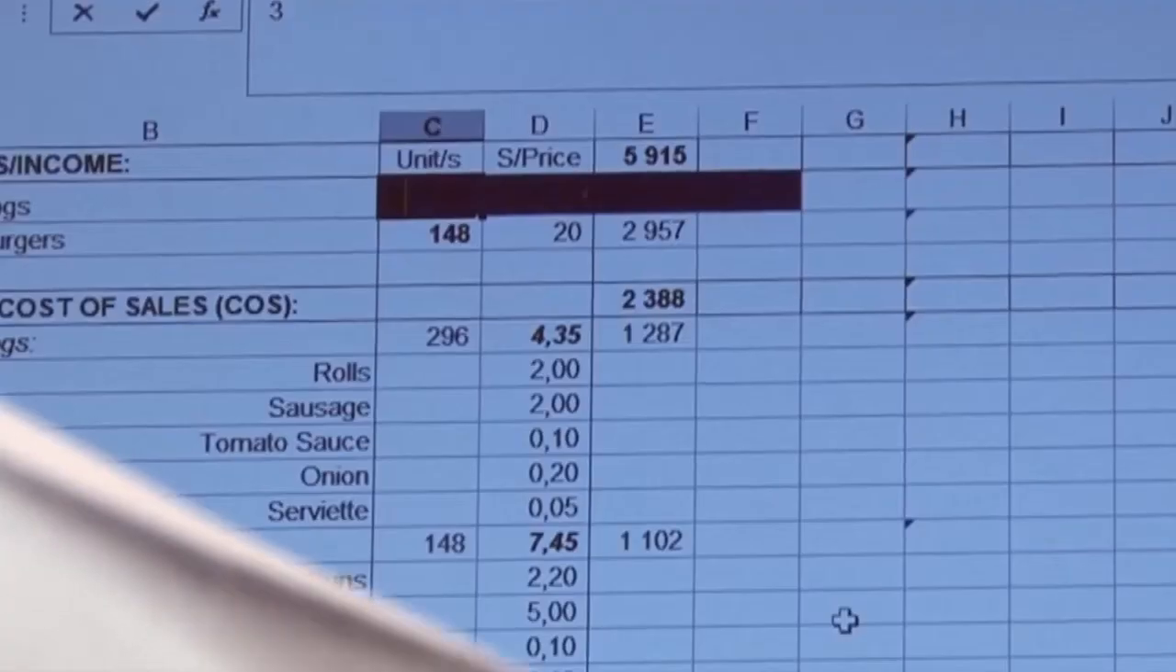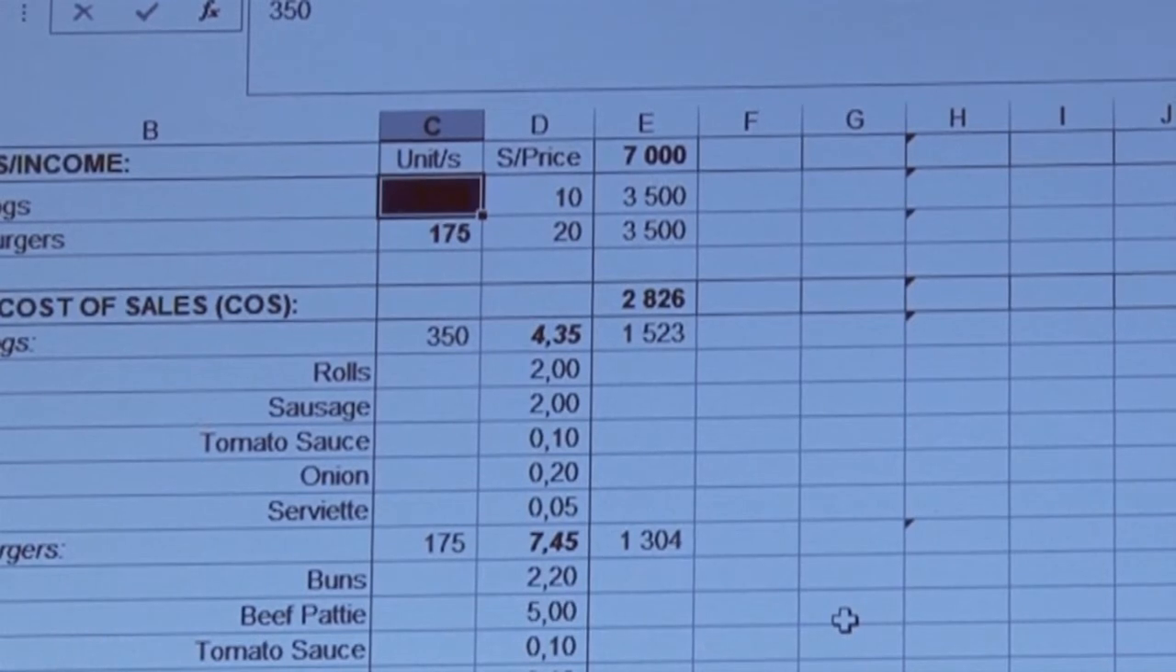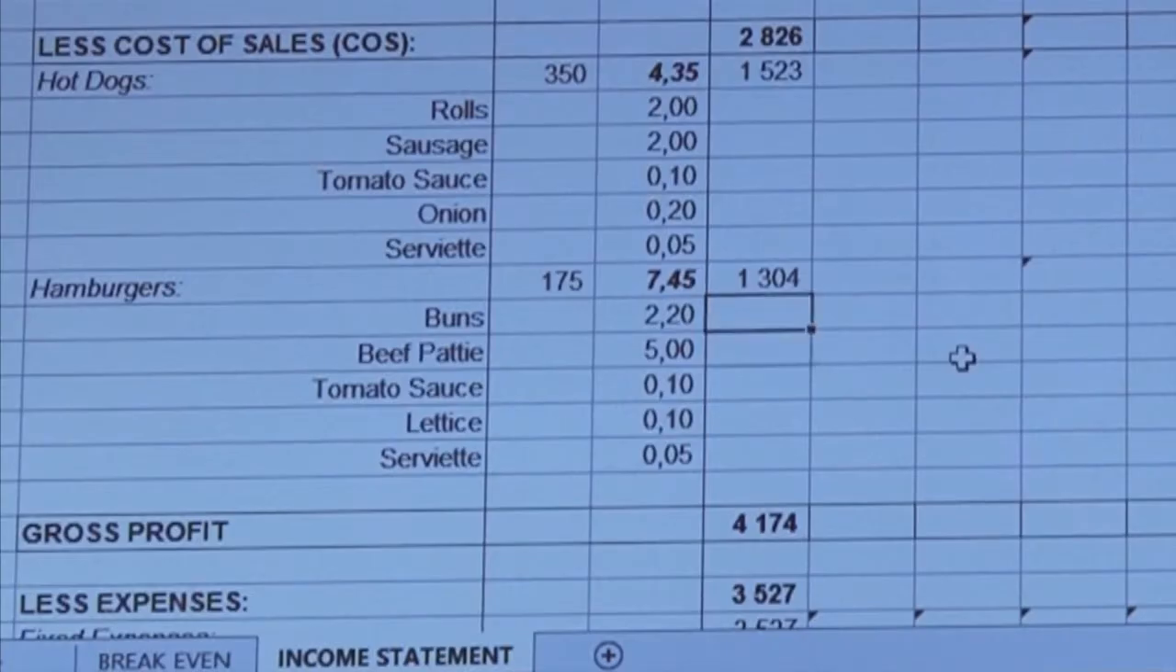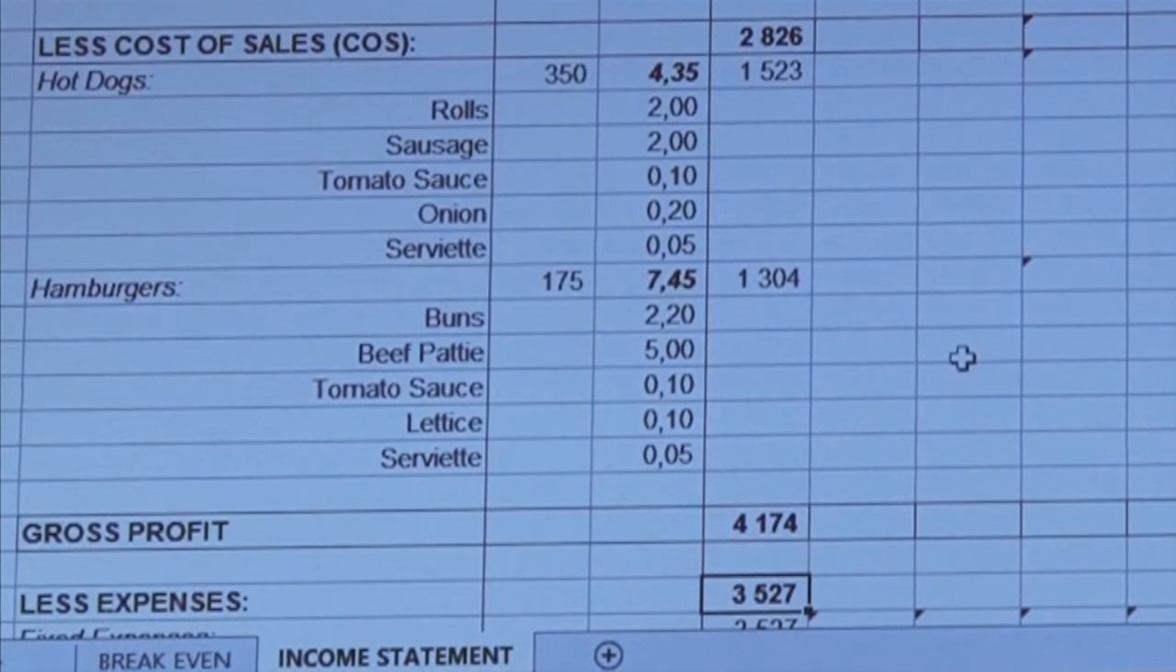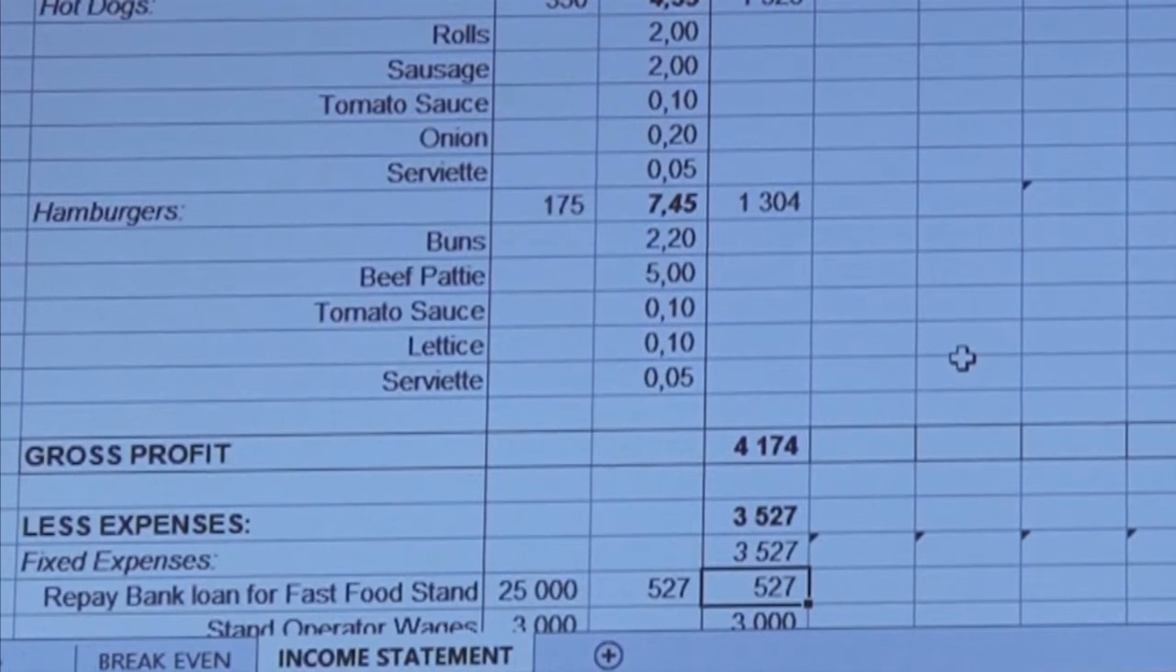Let's assume we increase our hot dog sales from 296 to say 350. Let's put that in. Let's have a look at what happens here. All right. Of course, our sales will go up there because our hot dogs have gone up, and our hamburgers, don't forget, are half of how many hot dogs we sell. So they're 175. So our sales become 7,000 Rand. Our cost of sales becomes 2,826 Rand by adding those together. And therefore our gross profit is 4,174 Rand. Less, of course, our fixed costs, which are 3,527 Rand, made up of the repayment loan to the bank, and of course our payment to the stall operator.